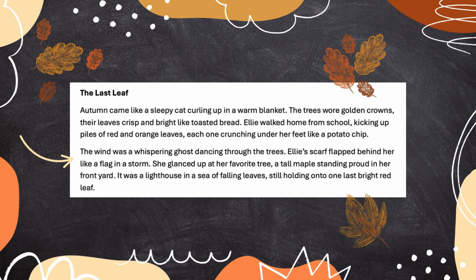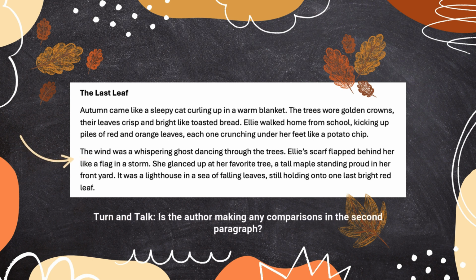The wind was a whispering ghost dancing through the trees. Ellie's scarf flapped behind her like a flag in a storm. She glanced up at her favorite tree, a tall maple standing proud in her front yard. It was a lighthouse in a sea of falling leaves, still holding on to one last bright red leaf. Pause the video and turn and talk. Is the author making any comparisons in this paragraph?